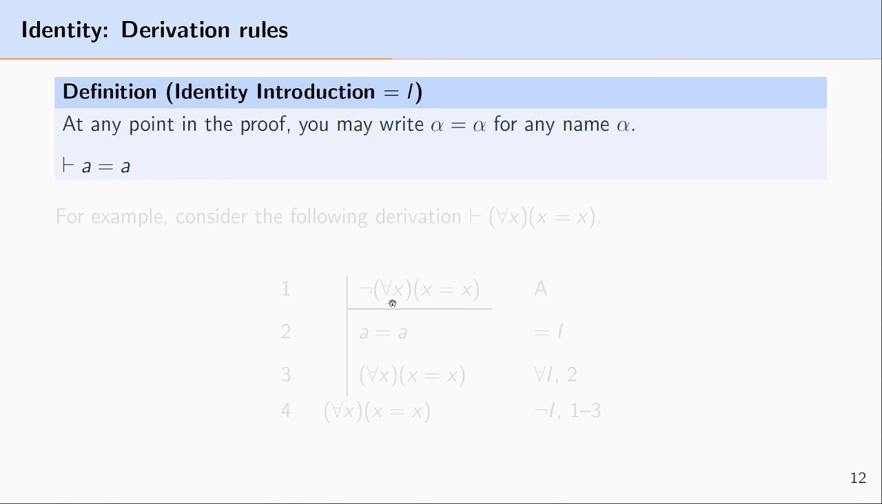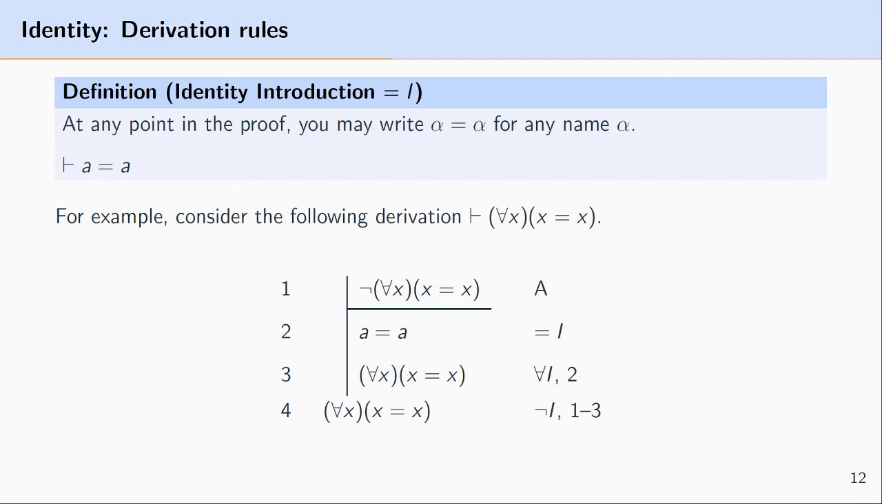The first one we'll look at is identity introduction. And this is pretty straightforward. It just simply says that at any point in the proof, you can write alpha equals alpha for any name you want. So let's look at an example.